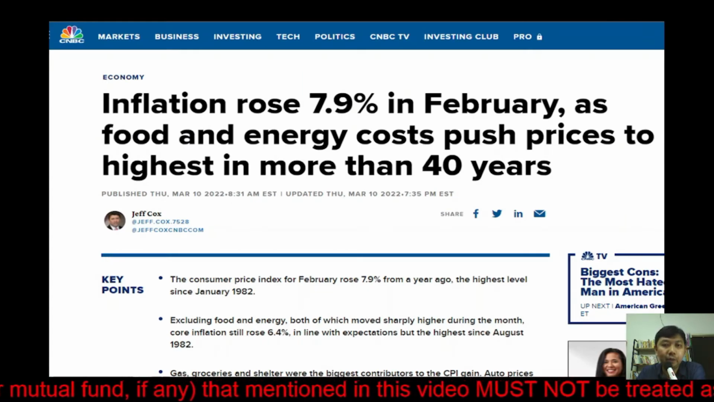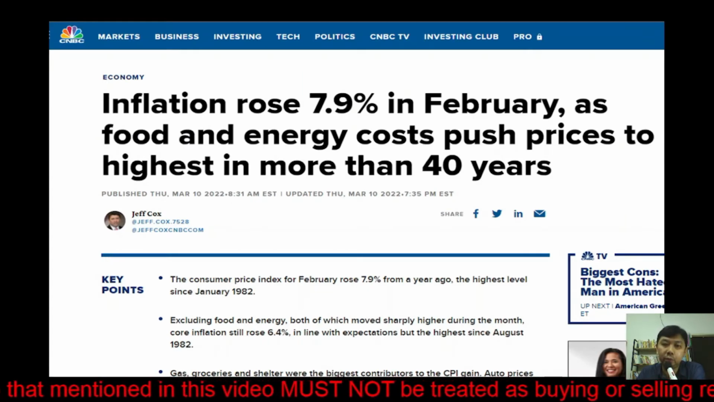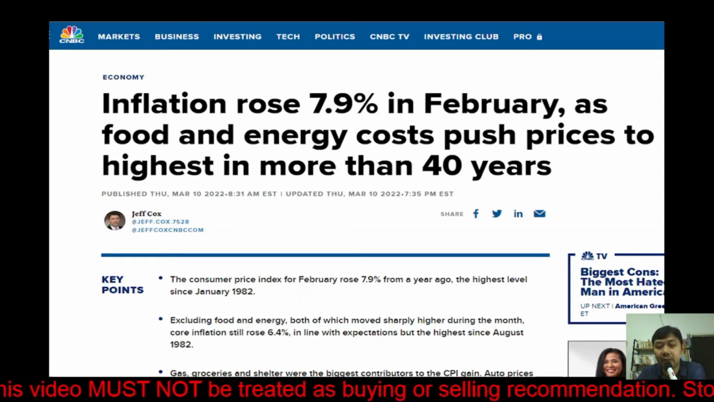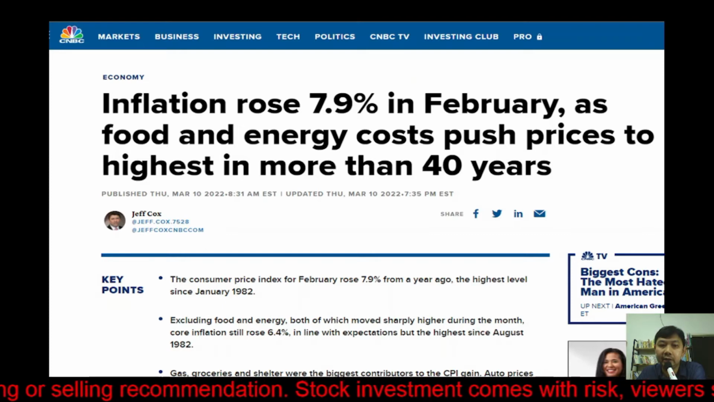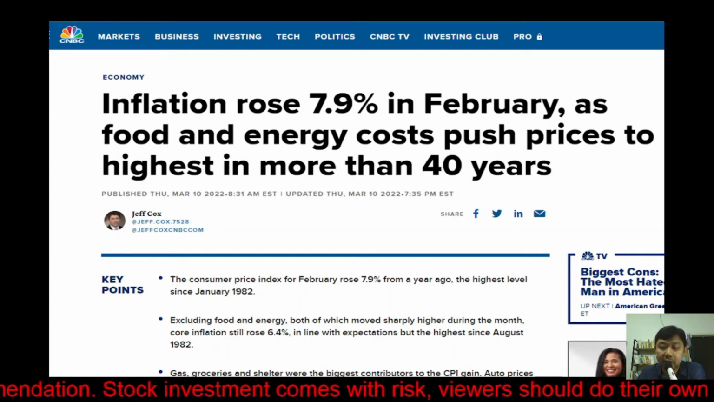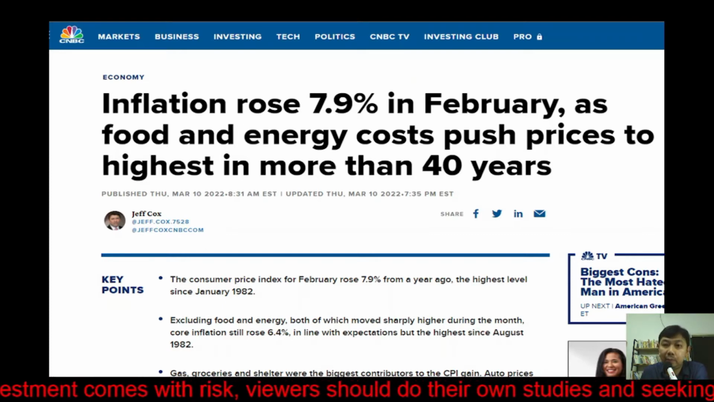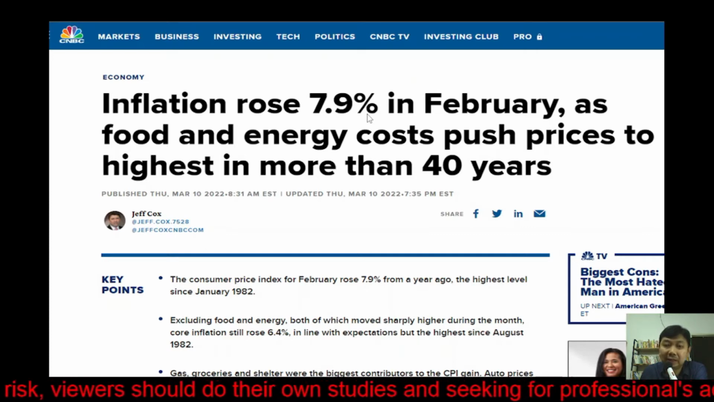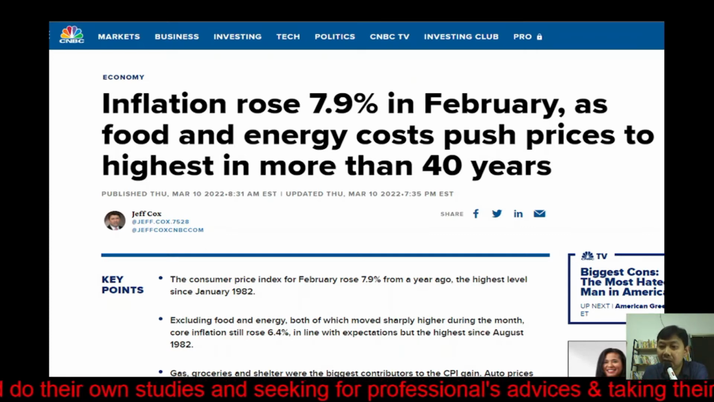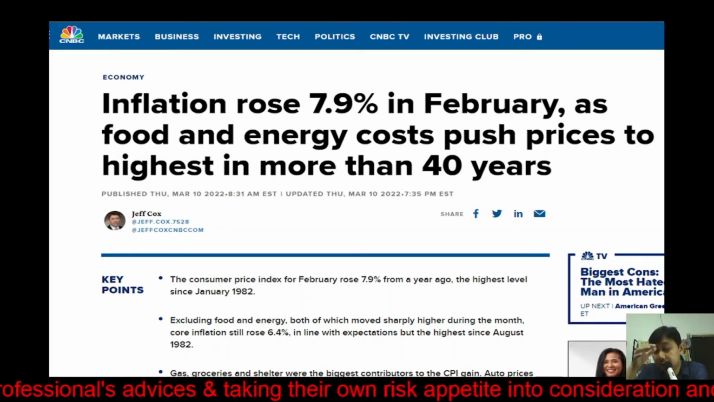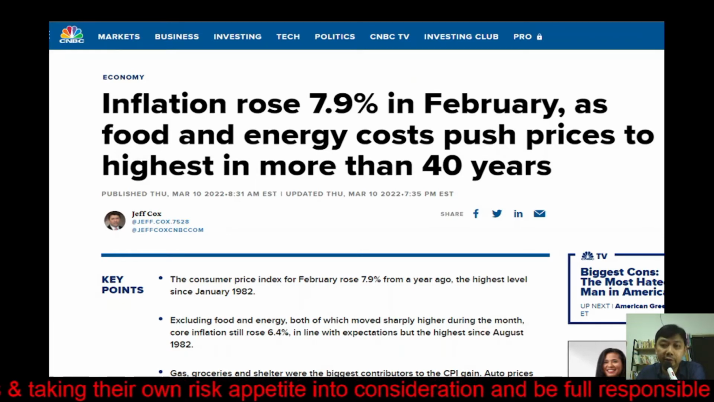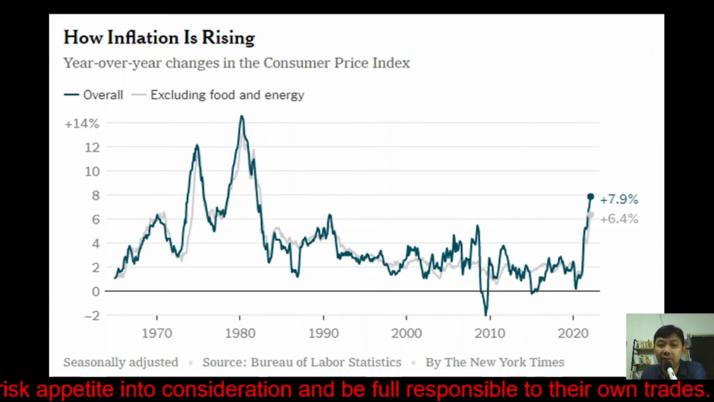Recently, inflation has risen to 7.9% in February because food and energy prices are pushing to the highest in more than 40 years. Which means that 7.9% has never happened in the past 40 years. Okay, so which is very serious. 40 years. Let's have a look at the charts for inflation.